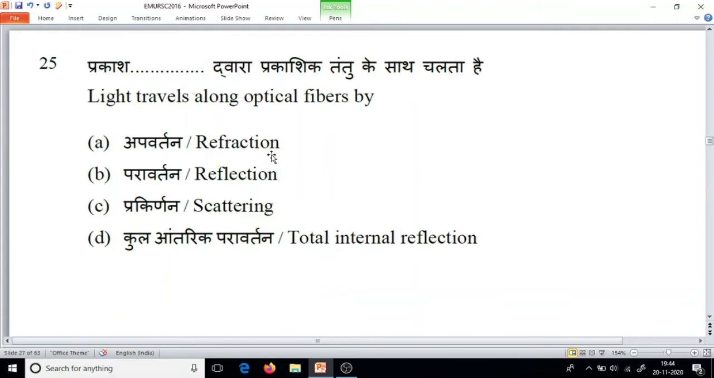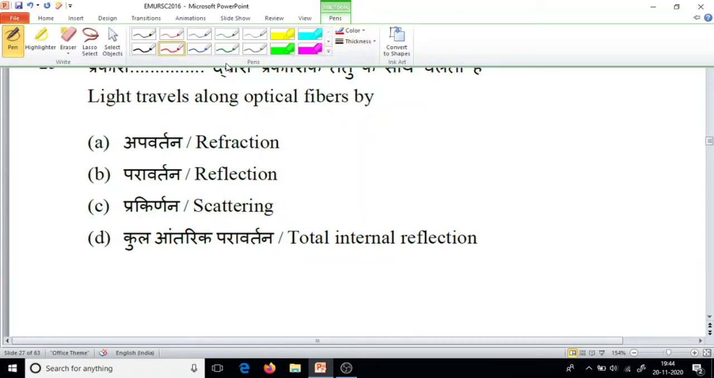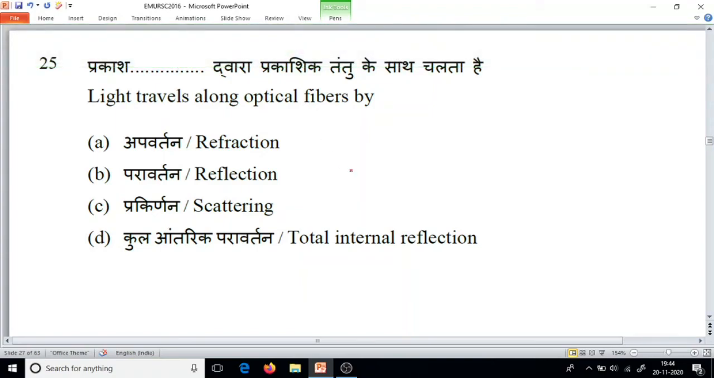Question number 25. Light travels along optical fiber by. See here, option A, refraction, option B, reflection, option C, scattering, option D, total internal reflection. So the answer is total internal reflection. Here if you write reflection, it is wrong. So always read the question completely, then only you should answer.